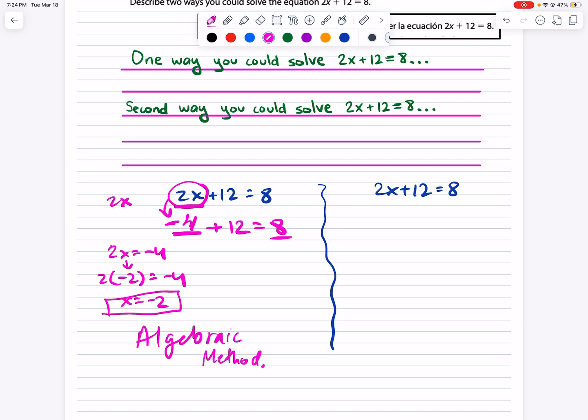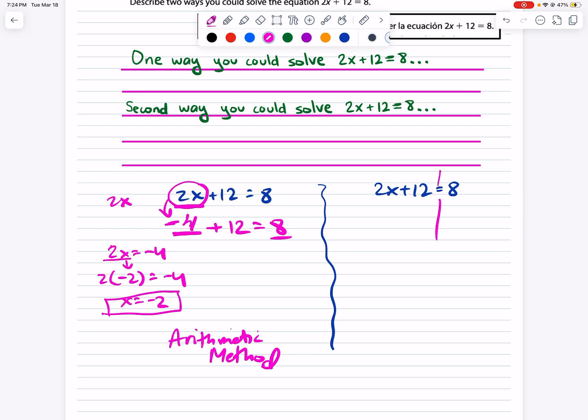For this one, you can also think about this arithmetically. Oh, wait, no, this is arithmetic. Oops. This is the arithmetic method. You're using logic. What number plus 12 is this? What number times this will give me this? 2x plus what?